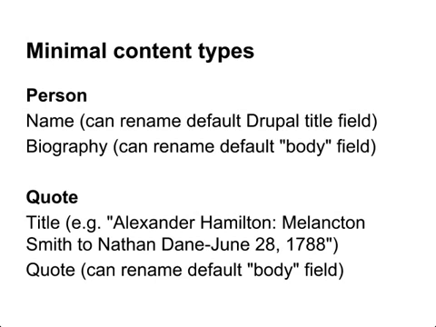So here's what we would need for a bare bones minimal content type. Our person content type could just be the name, and Drupal has a title field that's required for all content types, and we could rename the title field to be name. And the biography, we can just rename the default body field and put all the text in there, and there you would have it. With a quote, similarly, the title could be the from, to, and so forth, and then you could put the body of the quote into the body field.